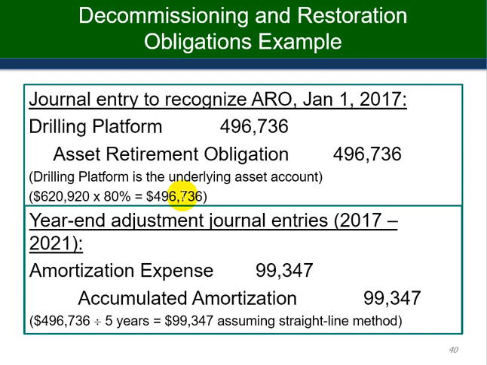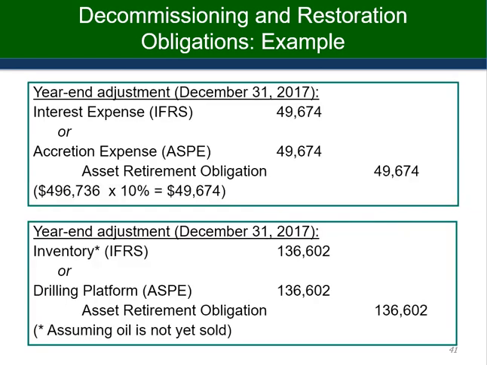Then at the end of the first year, you record amortization expense. The 496 gets divided over the 5-year life of the platform. So 99,347 is the straight line depreciation amount. And there's no salvage value related to that. Then December 31st, 2017, at the end of the year, you would record the fact that your 496,736 had gone up by 10% because you're 1 year closer to having to pay that money.